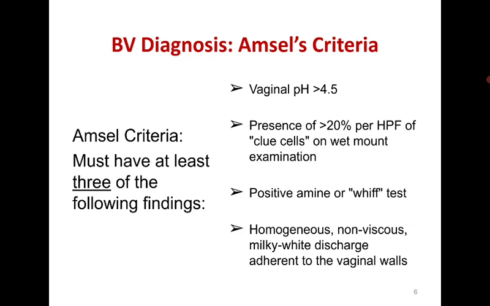Bacterial vaginosis is diagnosed using the Amsel criteria: at least 3 out of the 4 findings. One is vaginal pH more than or equal to 4.5. Presence of more than 20% clue cells per high power field on wet mount examination. Positive amine test or whiff test. Homogeneous non-viscous milky white discharge adherent to the vaginal wall. Very, very important: homogeneous non-viscous milky white discharge that is adherent to the vaginal wall.